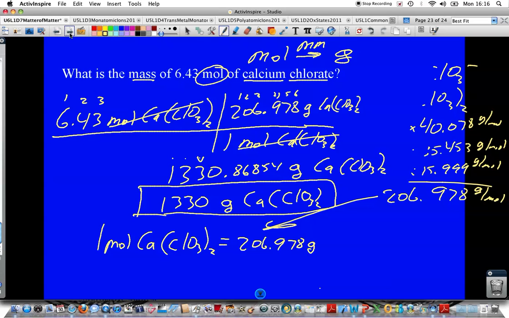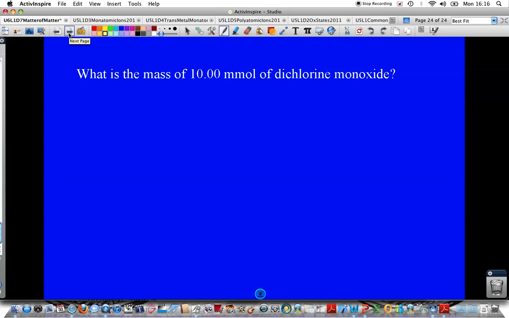The next problem. What is the mass of 10 millimoles of dichlorine monoxide? Same problem as we did before. The only difference is that we don't have moles. We have millimoles. And so we have to take those millimoles, convert them to moles, and then take the moles and convert them to grams using the molar mass. So we have to figure out a conversion factor for moles to millimoles.